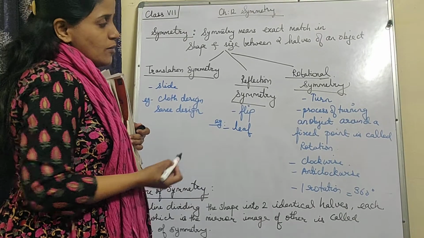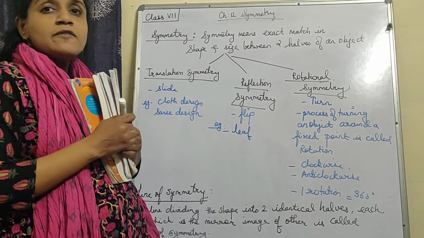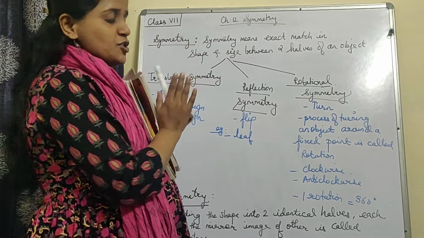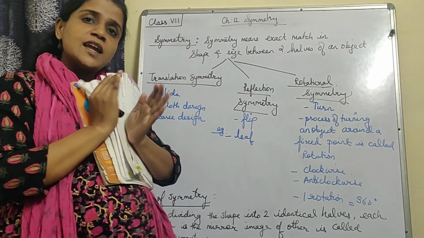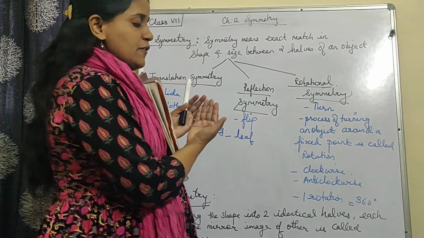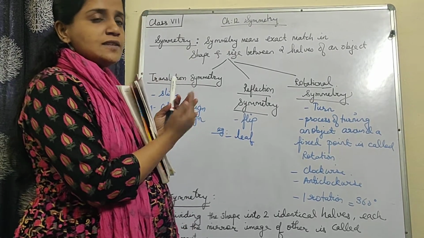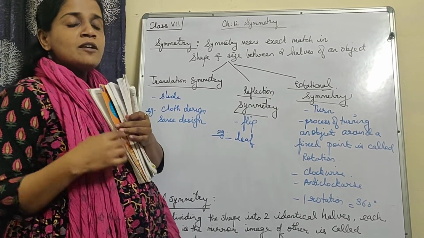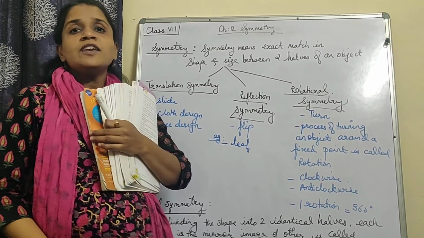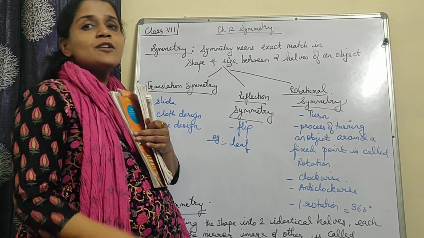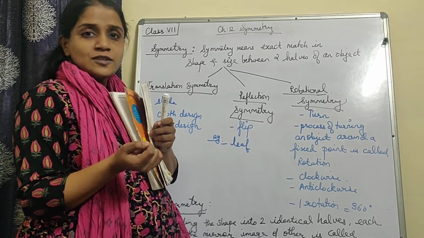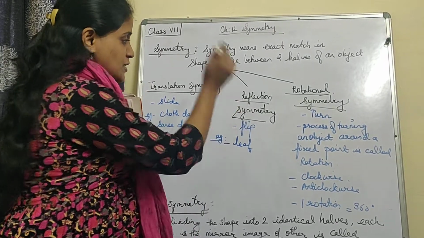Now let's talk about reflection symmetry. Reflection symmetry means what? Flipping. Flipping means reflection. When do you get reflection? When we have exactly mirror images. Suppose we have a leaf like this, and we flip it. What will we get? We will get the mirror image. When we stand in front of a mirror, what do we get? We get a mirror image. Our right looks left, left looks right. So that is reflection symmetry.